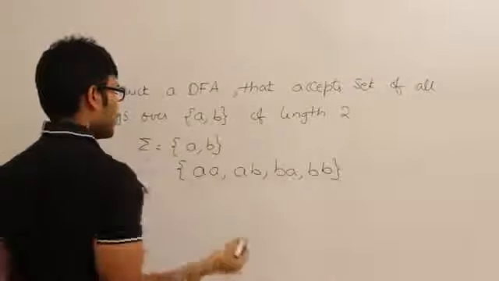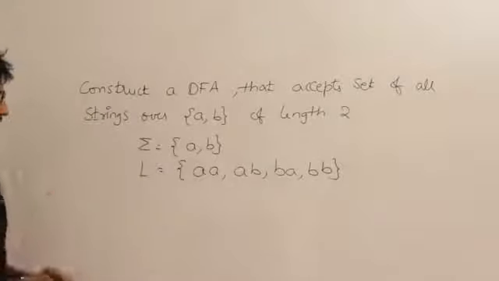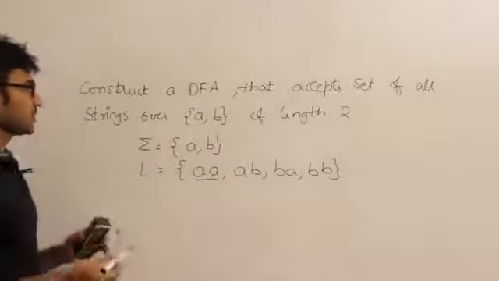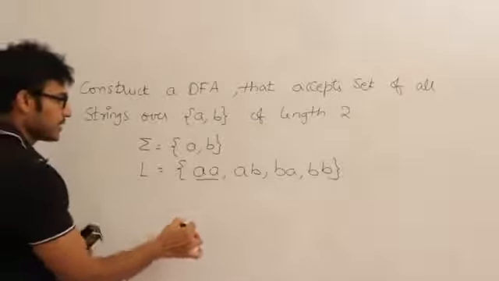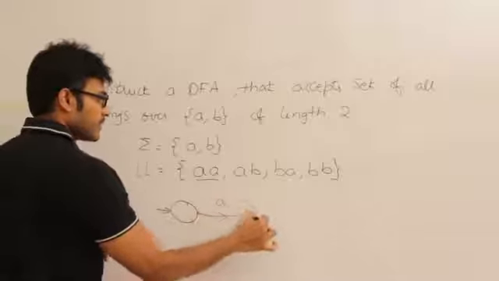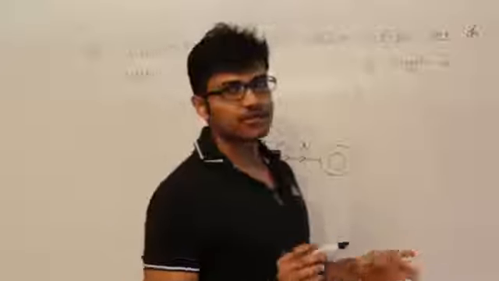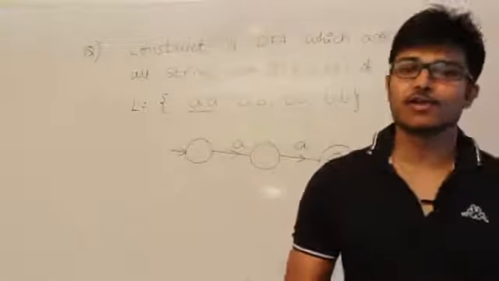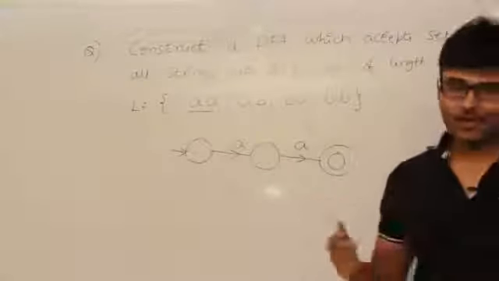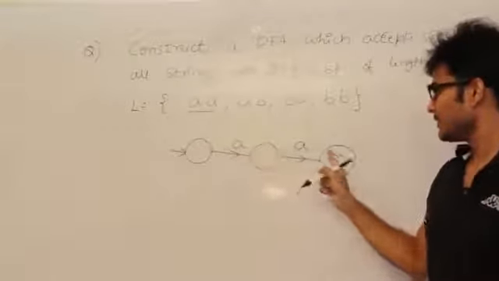These are the basic steps, or the starting part. Once you identify the language, take the smallest possible string. The smallest possible string is aa, and construct the skeleton. The skeleton is nothing but: on seeing small a, I'll go to some state, and on seeing one more small a, I'll accept it. Remember, before drawing any DFA, you have to draw the skeleton for the smallest string, and then we can build the rest over it. Okay, so now, is this a DFA?